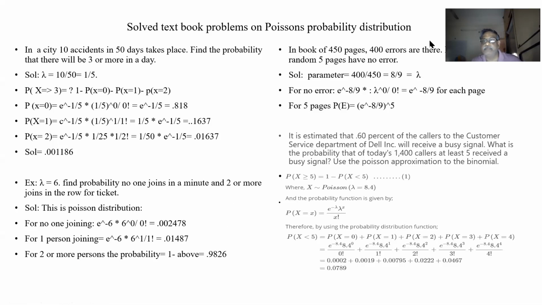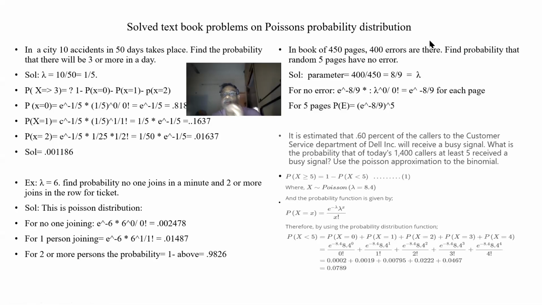So let us see here. 450 pages, 400 errors are there. So what is lambda? 400 by 450. So 8 by 9 errors per page. Find the probability that 5 randomly selected pages have no error. I am selecting 5 pages. First I am calculating for 1 page no error. So e to the power of minus lambda into lambda to the power of 0 by 0 factorial. That is e to the power of minus 8 by 9.